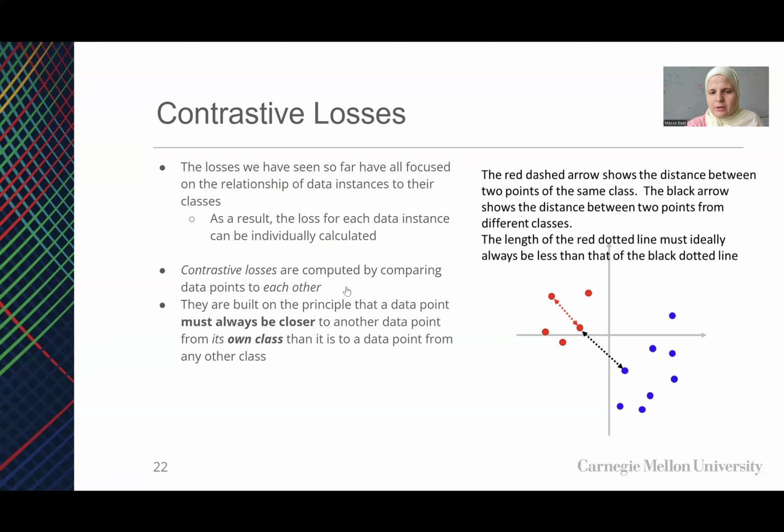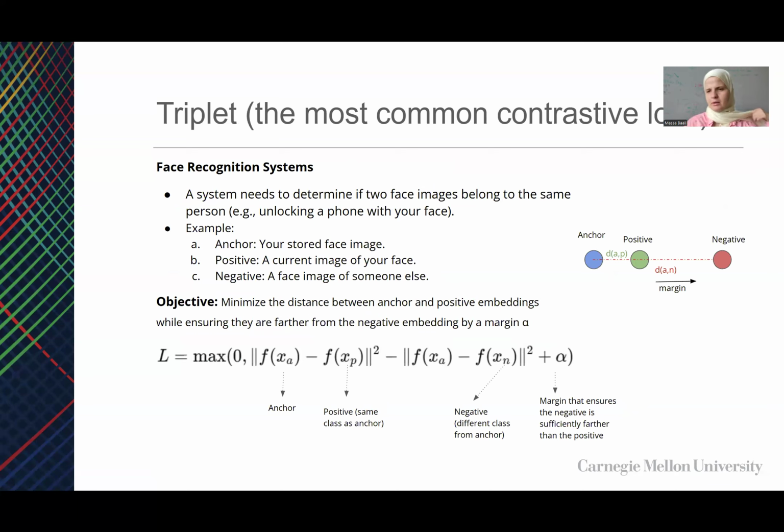So the contrastive losses are really computed by just comparing data points to each other. And they're built on the principle that a data point must always be closer to another data point from its own class than it is to a data point from any other class. And triplet is the most common contrastive loss. So, for example, let's say for a face recognition system, a system needs to determine if these two face images belong to the same person.